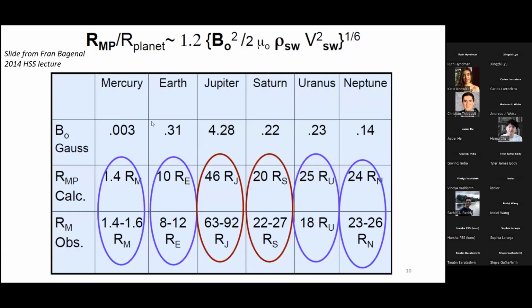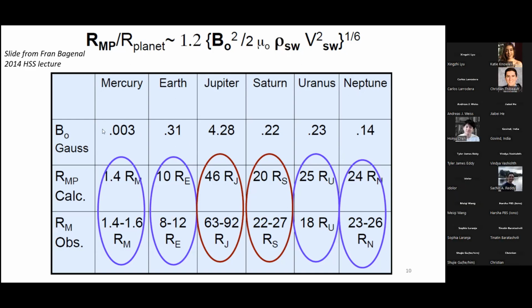That's what's shown on this slide, again from Fran Bagenal. First of all, you can look at the surface magnetic field, which gives you an indicator of how strong the magnetic field is at these different planets. Mercury has a much weaker magnetic field than Earth, which has a much weaker field than Jupiter. And all of that feeds into this equation. Also, that solar wind density change feeds into the equation: as you move out in the solar wind, the density goes down.